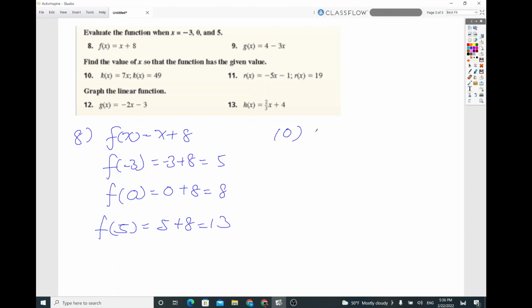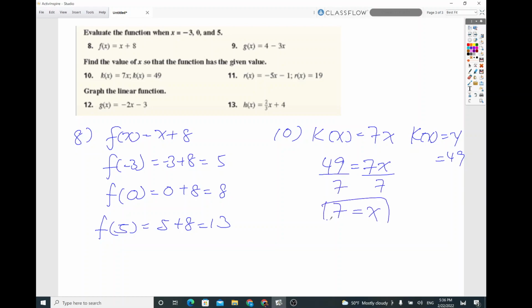And then for number 10, given the function k of x is 7x, and the value of k of x, which is the value of y, is given already. It's 49. So the value of the dependent variable is given already. So plug in a number: 49 equals 7x. Divide by 7 on both sides, so we have x equals 7, just like that.